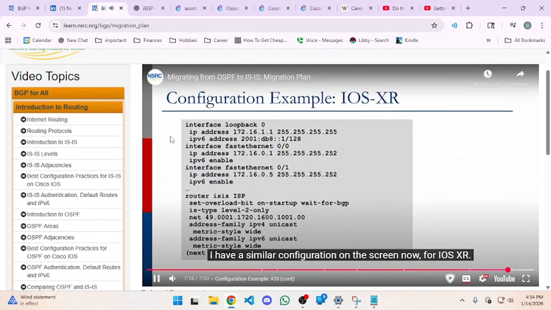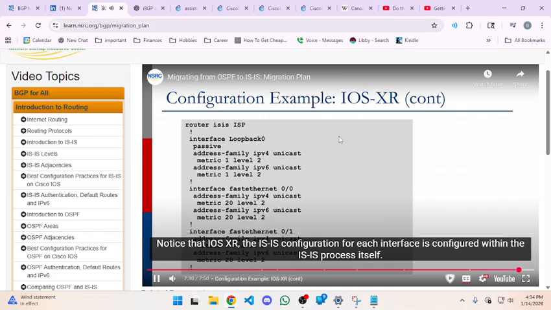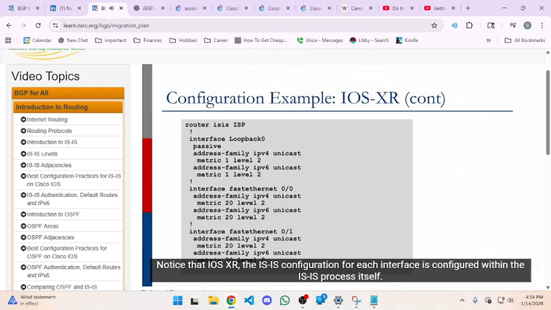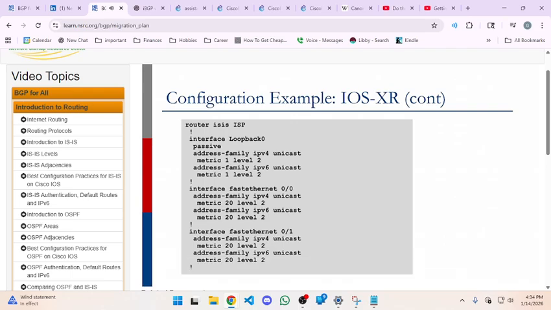I have a similar configuration on the screen now for IOS XR, the same interfaces, and then the same ISIS configuration. Notice that on IOS XR, the ISIS configuration for each interface is configured within the ISIS process itself. Other vendors use this style of configuration syntax also.